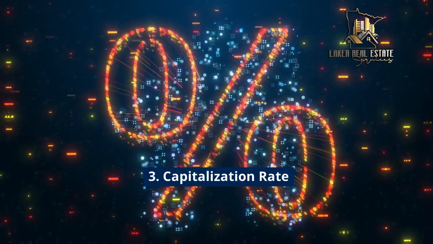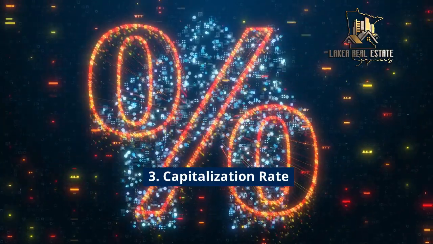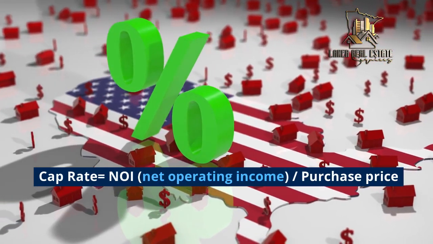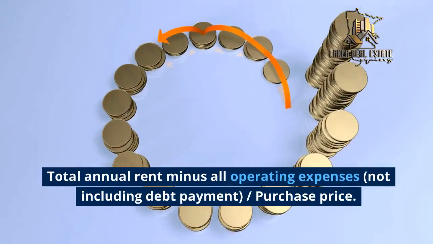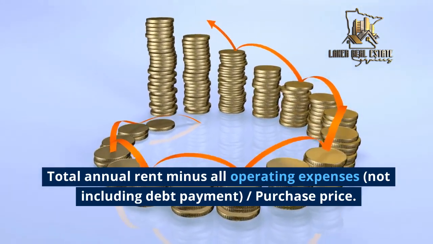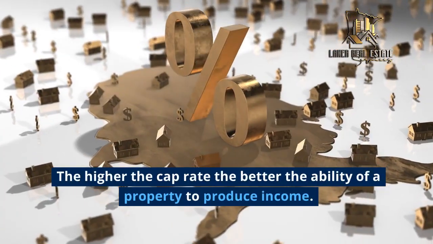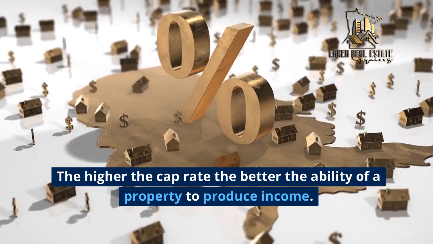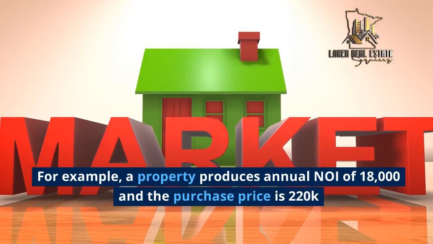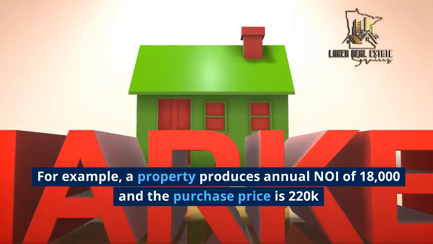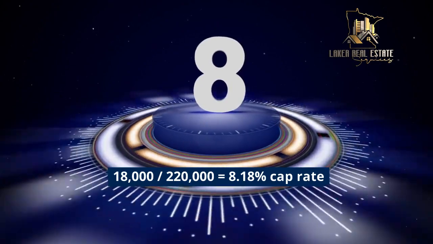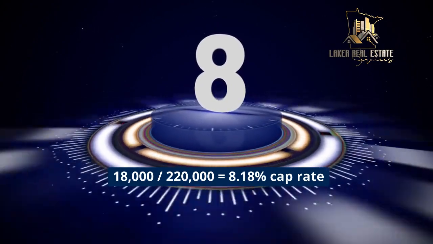3. Capitalization rate. Cap rate equals NOI, net operating income, divided by purchase price. NOI is total annual rent minus all operating expenses, not including debt payment. The higher the cap rate, the better the ability of a property to produce income. For example, a property produces annual NOI of $18,000 and the purchase price is $220K. $18,000 divided by $220,000 equals 8.18% cap rate.